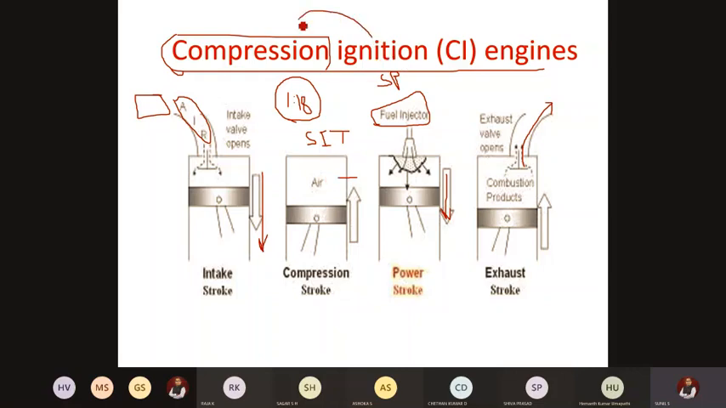Ignition takes place mainly because of the compression of air, whereas in the first case, ignition took place only because of the spark. So this is the principle of operation of a diesel engine. Air is compressed to very high compression ratios. Temperature increases. When the temperature peak is reached, the fuel will be sprayed. It catches fire and gives out a power stroke.